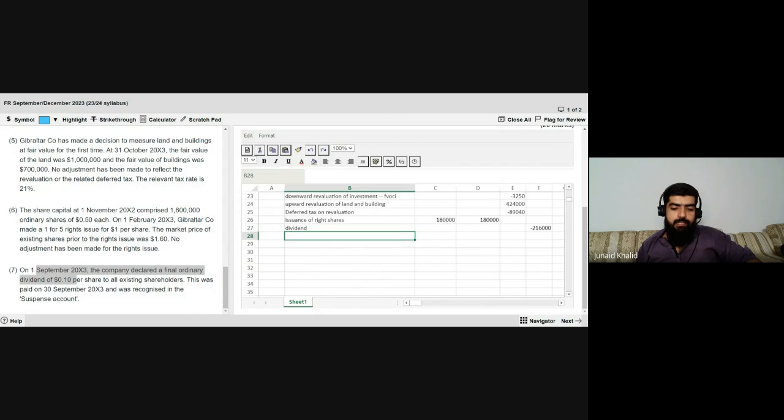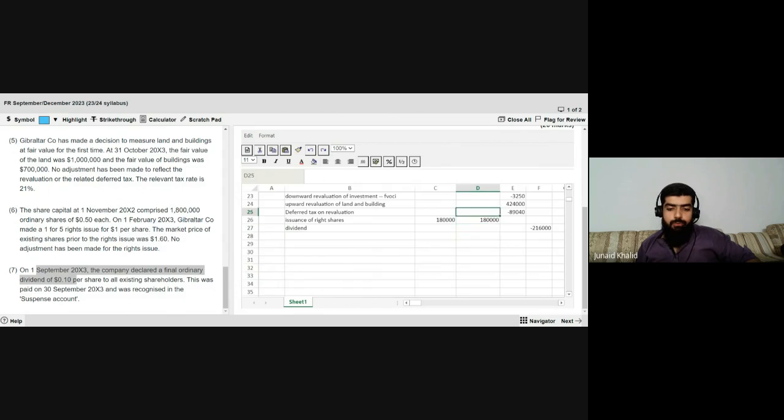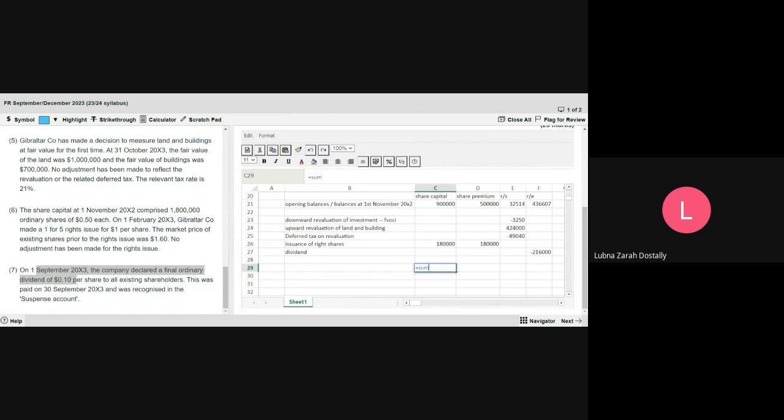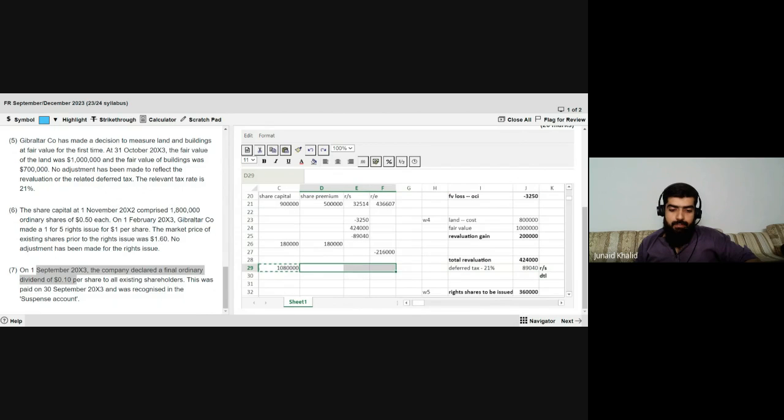Any other adjustment that is left out over here? No. So let's have a total for this one, and let's have a total for all of these columns as well.